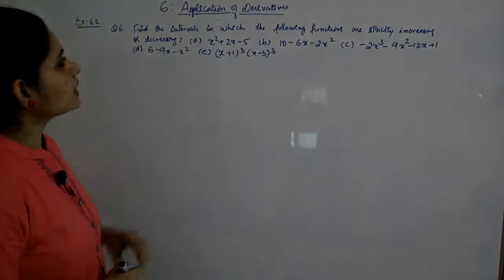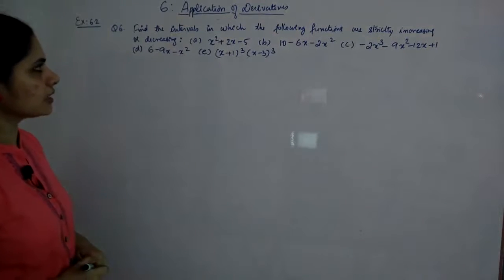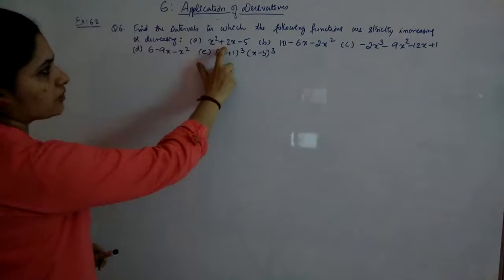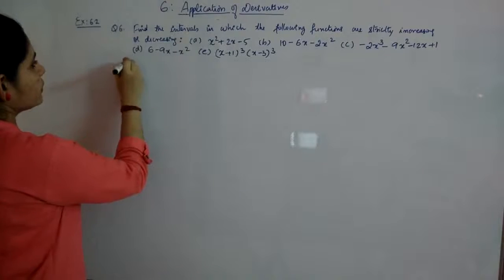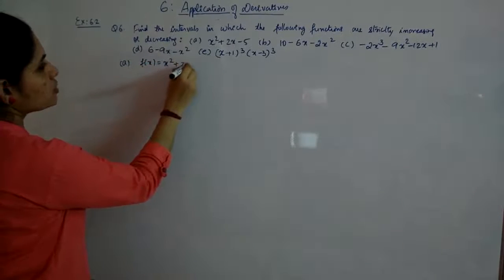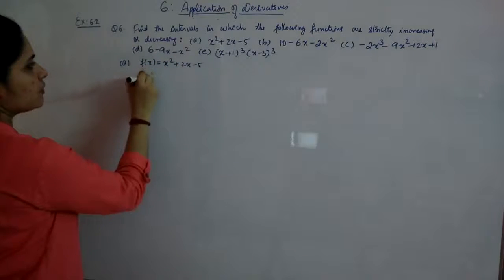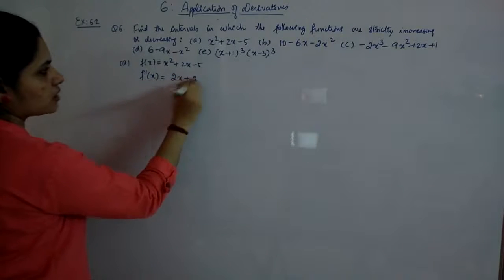Question number 6 is: find the intervals in which the following functions are strictly increasing or decreasing. The first subdivision is x square plus 2x minus 5. For the first one, if f of x is equal to x square plus 2x minus 5, first we have to find f dash of x, which is 2x plus 2.